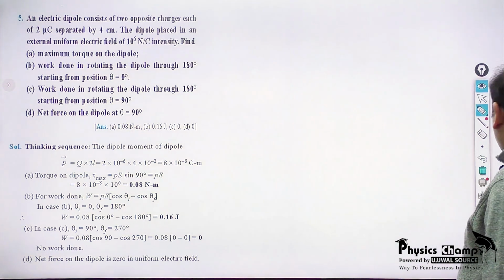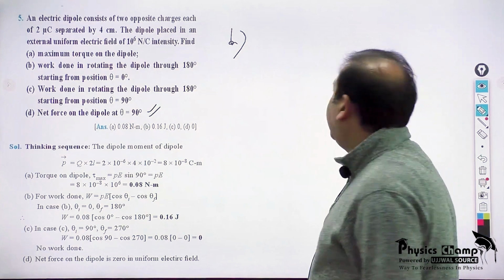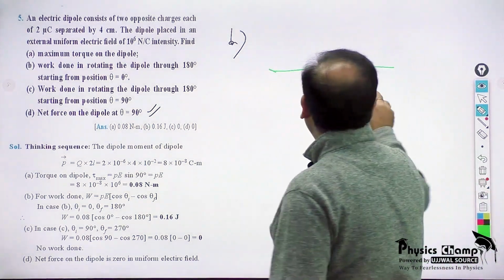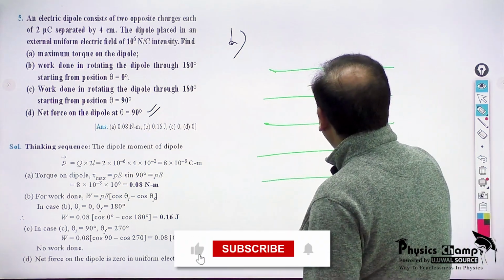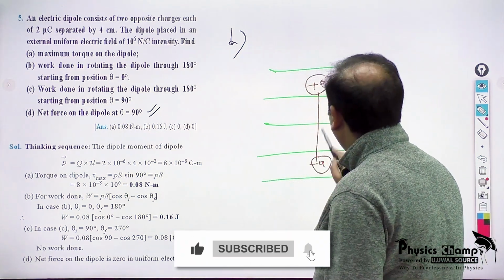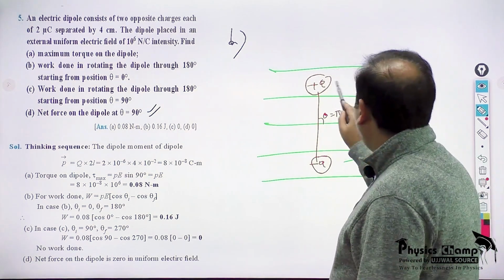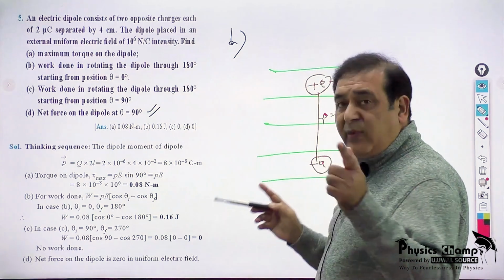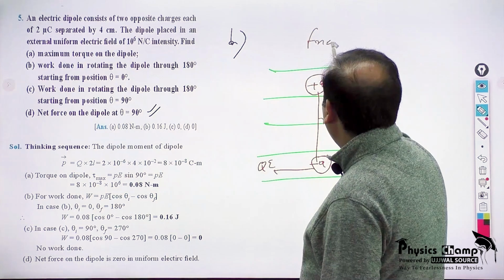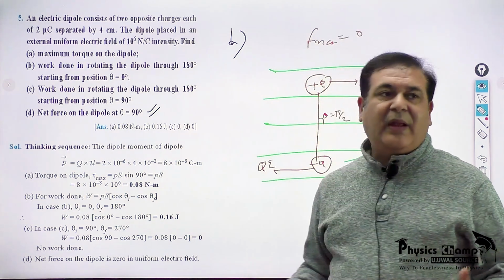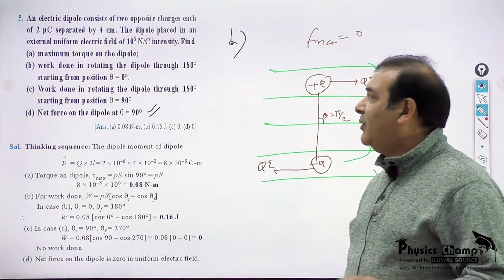Let's take part D. Net force on the dipole at theta equal to 90 degree. So this is what we learned in the important point. When the dipole is kept at 90 degree, what is the net force? Here it will experience a force QE on each charge. It's a uniform electric field. The net force will be 0 because the electric field is uniform. If this electric field was non-uniform, there would exist a net force.